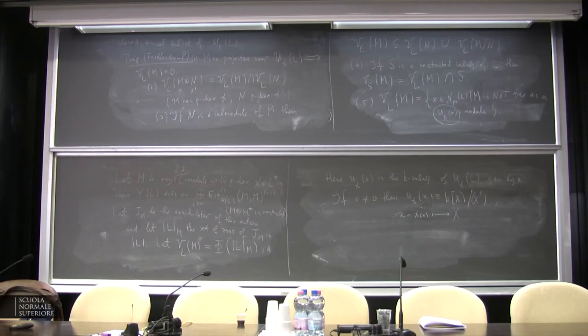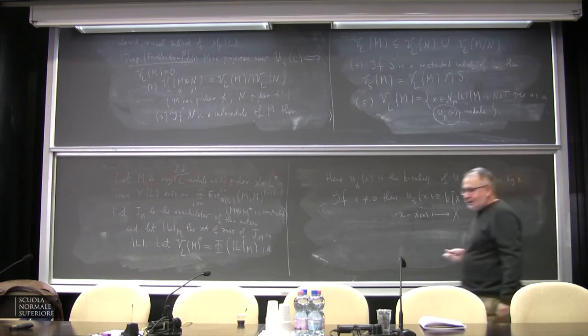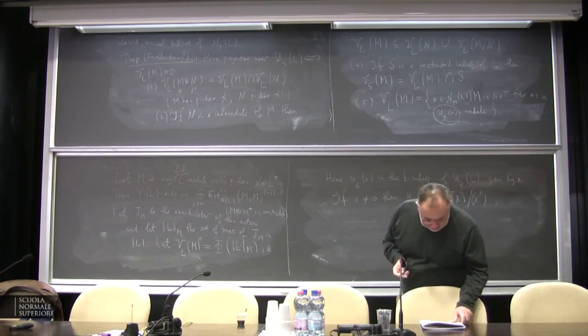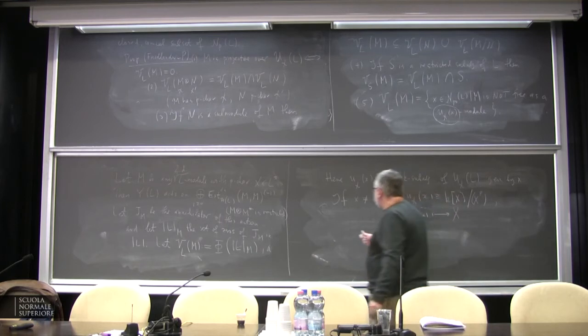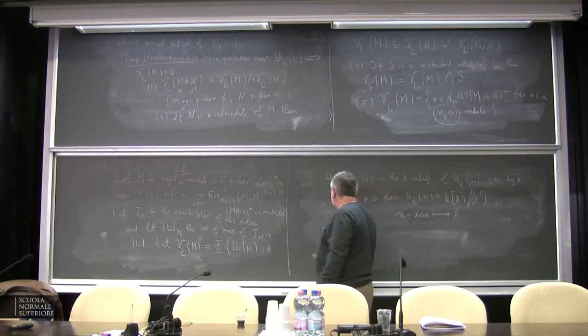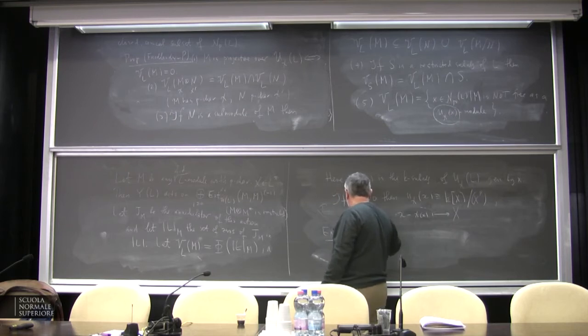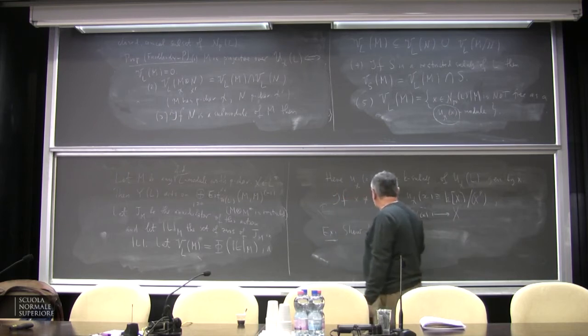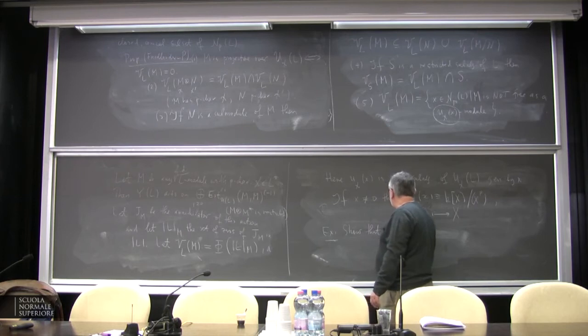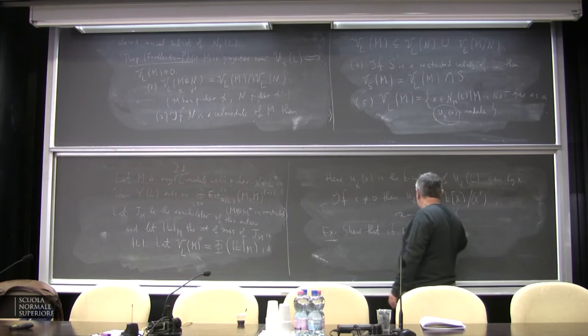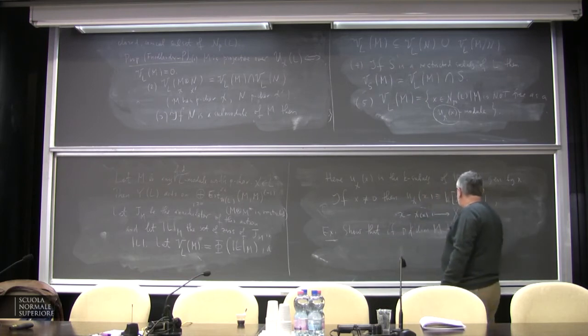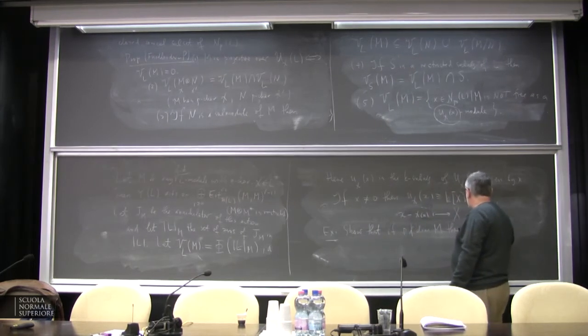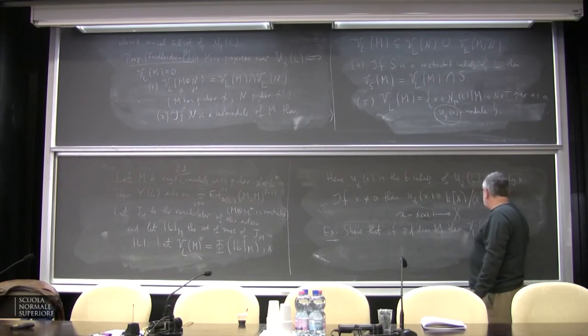Because if x is zero, the answer is somewhat different. Yes. Okay. Now, this is another exercise which is again very easy. Show that if p does not divide the dimension of M, then the support variety can be easily computed. So V_L(M) is just the whole thing.